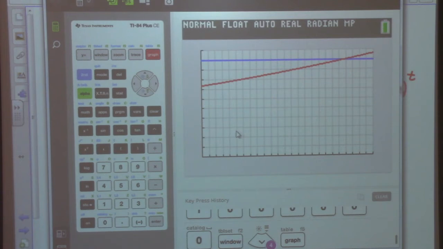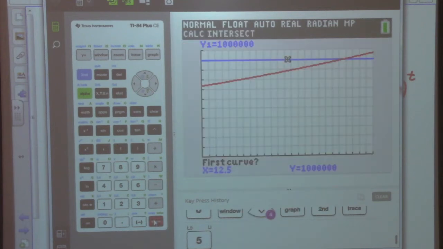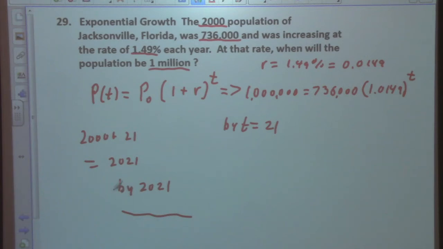Do we see an intersection point? Yeah. How do we find the intersection point? Second trace 5, enter, enter, enter. And so what do we get here? 20.725, which is by year 21, right? So that's another way to do it. I'm going to show you yet a third way that kind of goes into where we're going next in our class, and it's this.